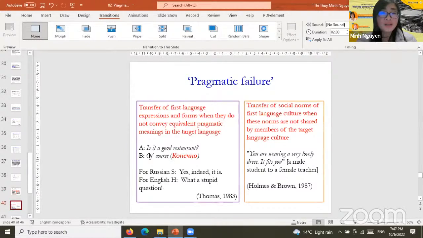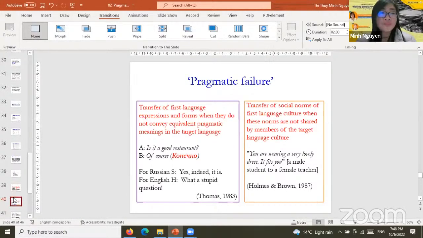So when you transfer a language form that doesn't have equivalent functional meaning to a second language, then that may cause pragmatic failure. Okay, so this is another example that I shared in the last lecture, right? "You are wearing a very lovely dress and it fits you." Okay, a compliment from a male student to a female teacher. This is a pragmatic failure because the student transfers social norms of their first language culture, whereas these norms are not shared or are not accepted by the members of the target language culture.